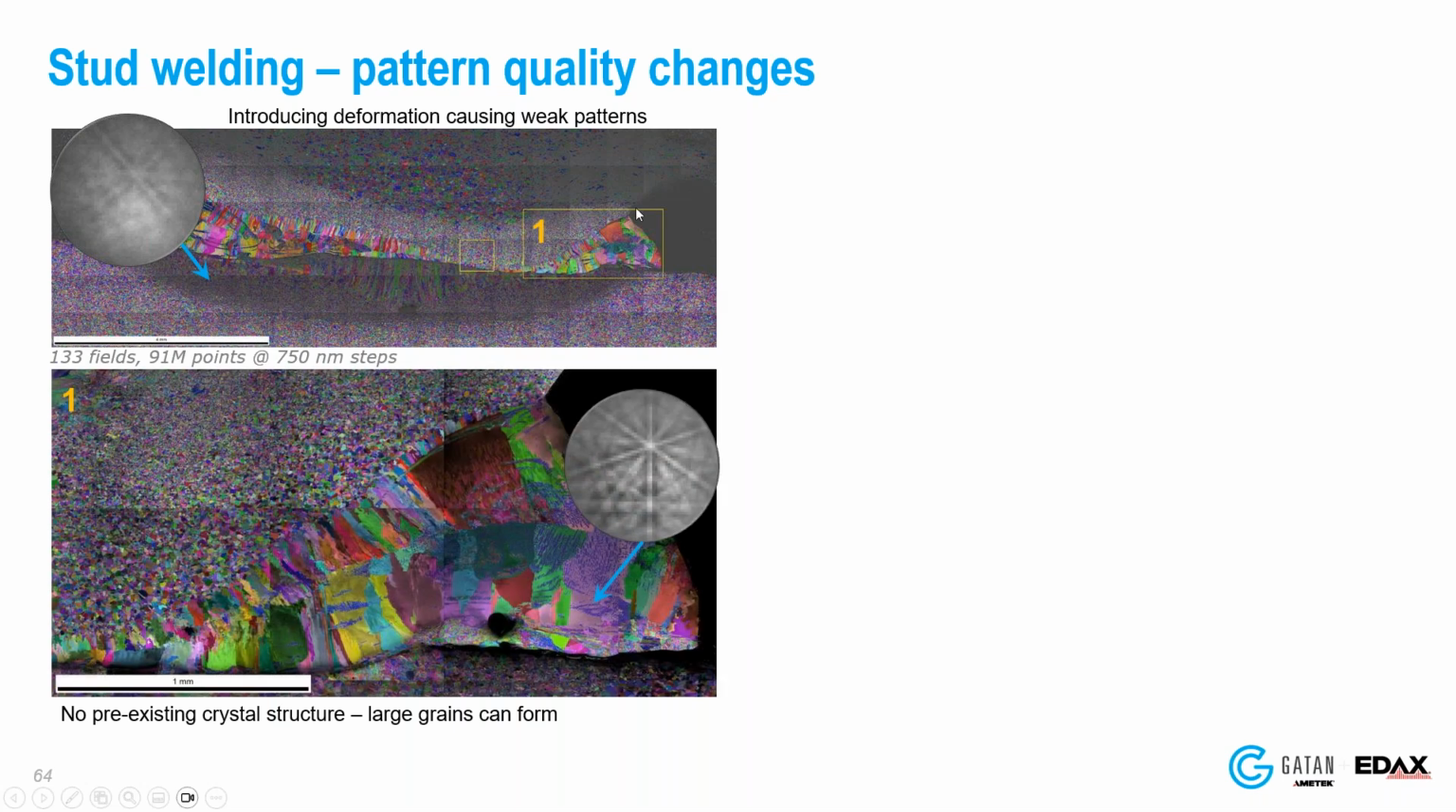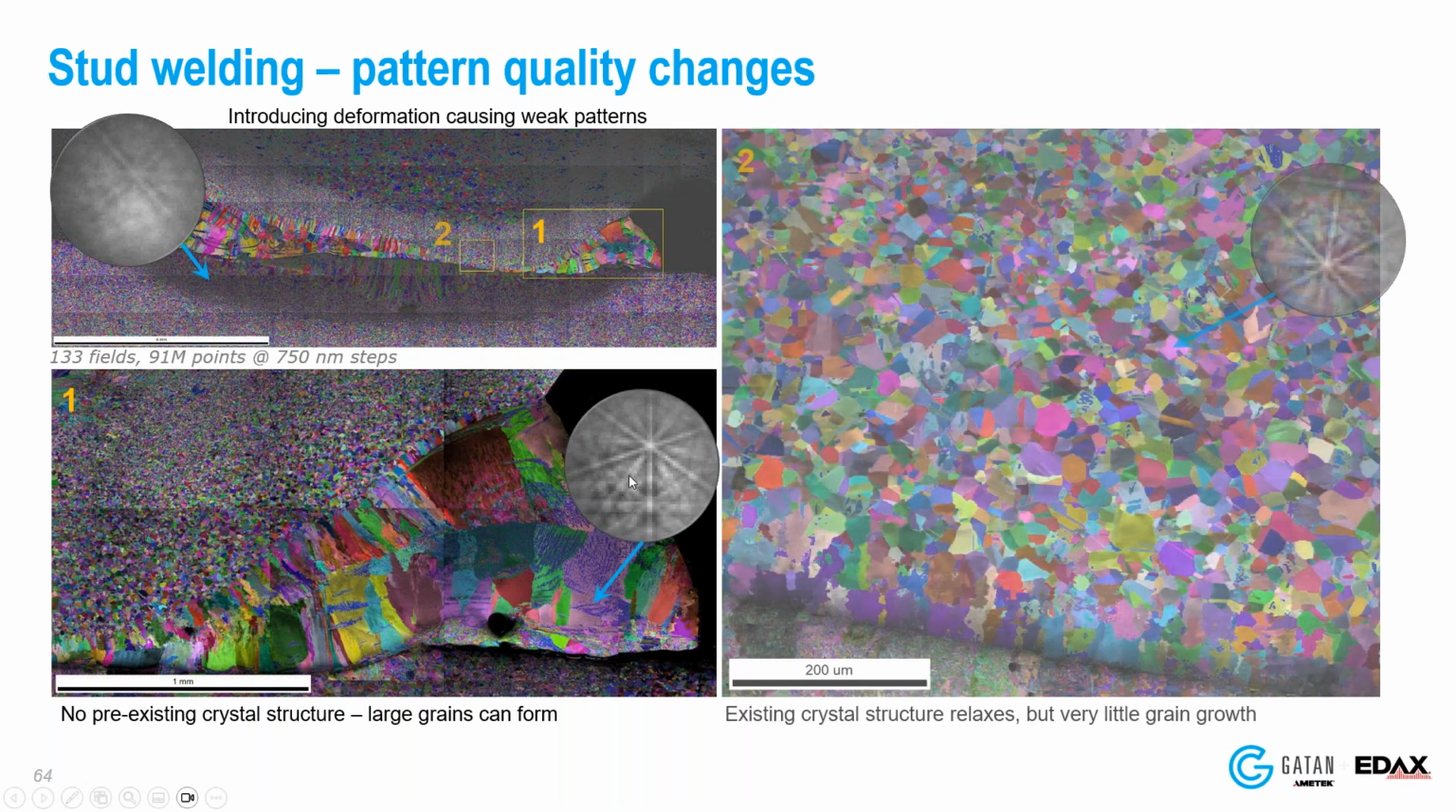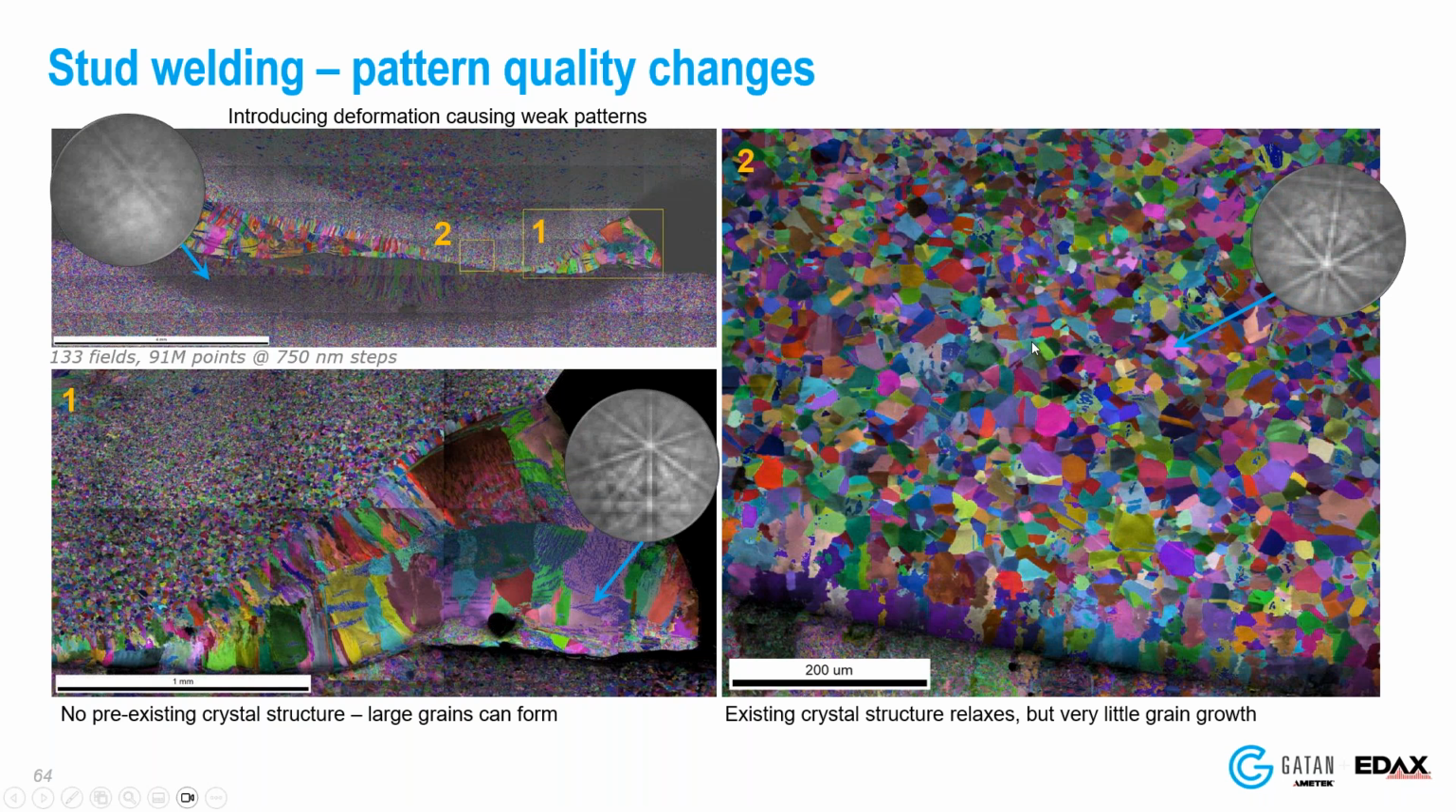If I look at area 1 here, this is the melt bubble that happened on the side. There was no prior structure. So very large grains are growing, and you can see these columnar grains growing from both sides effectively. Nice quality patterns too. And if we look at number 2, fine grain structure, just a recrystallized austenite. The whole structure relaxes, but the grain growth is not significant because it's so fast and it cools down very quickly.